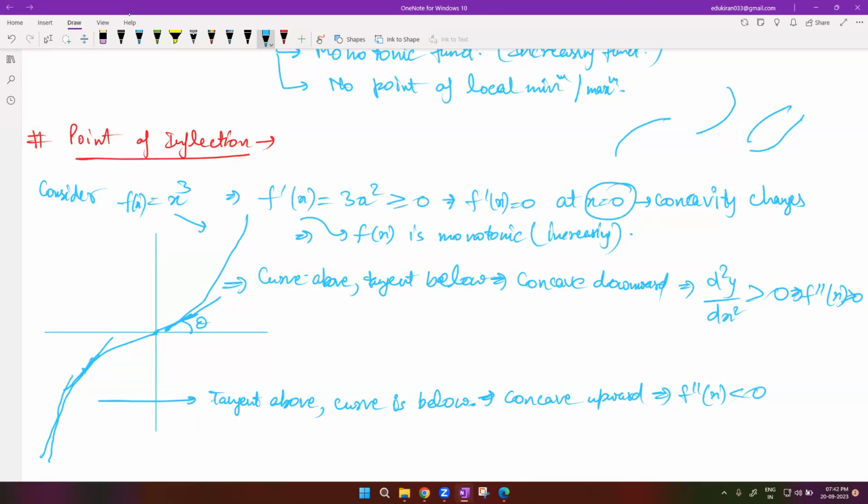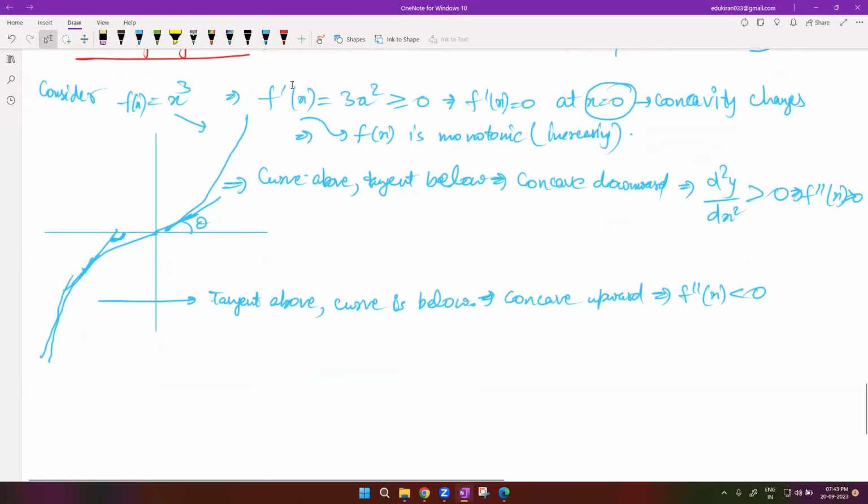These kinds of functions will give you a negative value, क्योंकि यहाँ पे हमारा एंगल जो होगा वो 90 से बड़ा होगा. The angle will be greater than 90. You can see this is the angle. This angle is greater than 90. That is why f double dash x is negative. But this is what concavity downward and concavity upward means. So these points basically tell you.